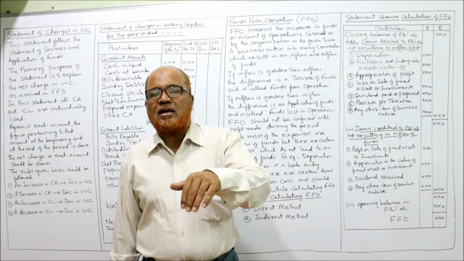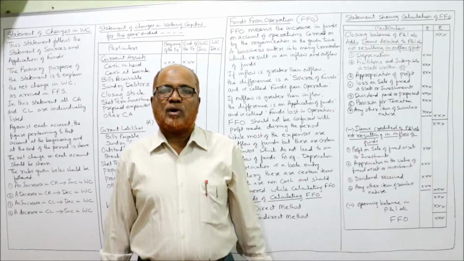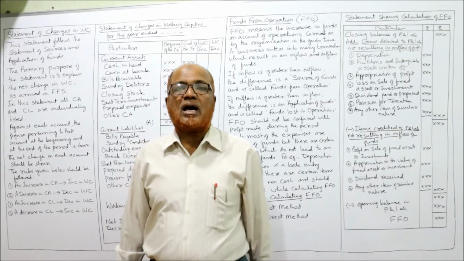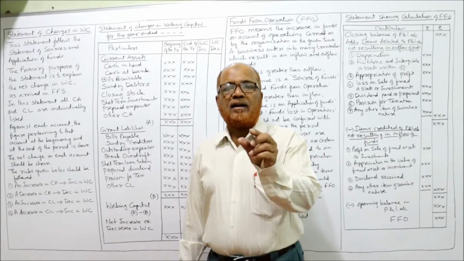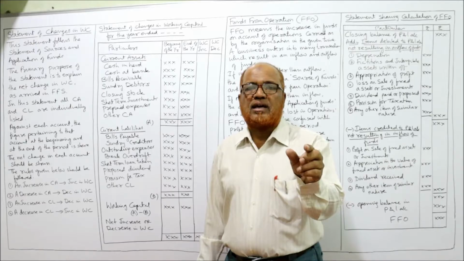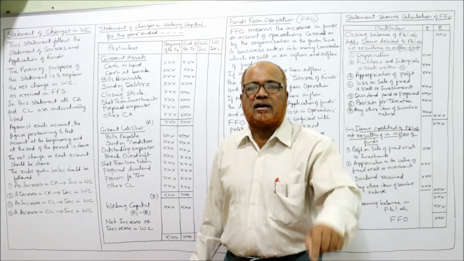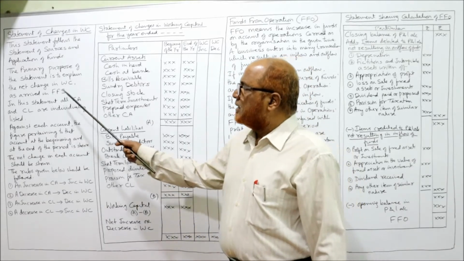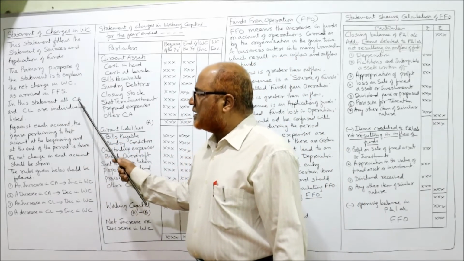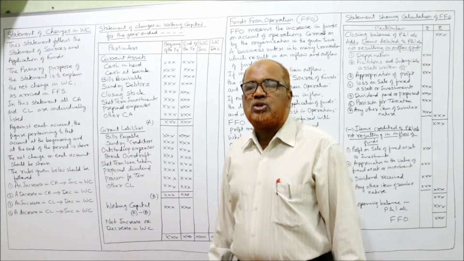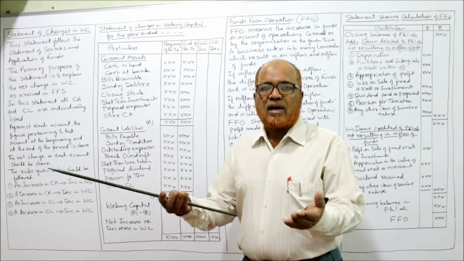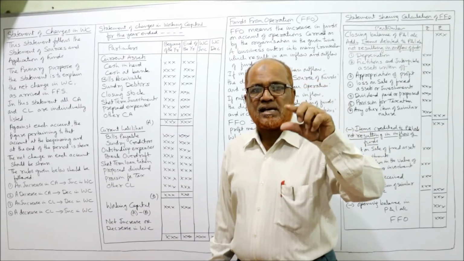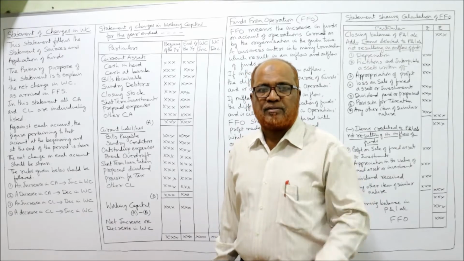Change means the current year working capital may have increased or decreased compared to the last year. To find out the changes in working capital from last year to current year, we make this statement called the statement of changes in working capital. In this statement, all current assets and current liabilities are individually listed. So we are given two balance sheets. In every balance sheet, you will find current assets and current liabilities for both the years.